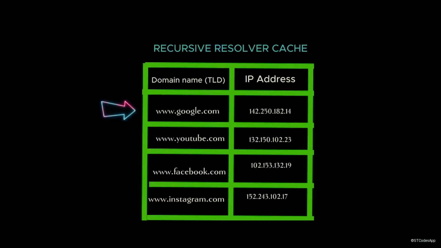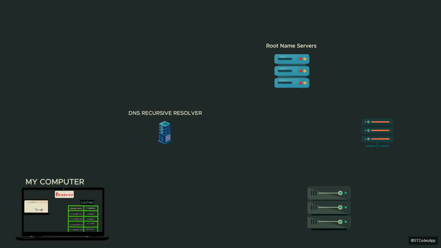The resolver first checks its local cache to see if it already has the IP address for the requested domain. If the information is cached and still valid, based on the TTL value, it returns the IP address immediately. Initiates resolution. If the information is not cached, the resolver begins the resolution process by querying the root name servers.